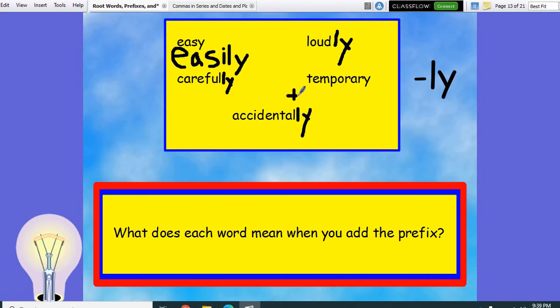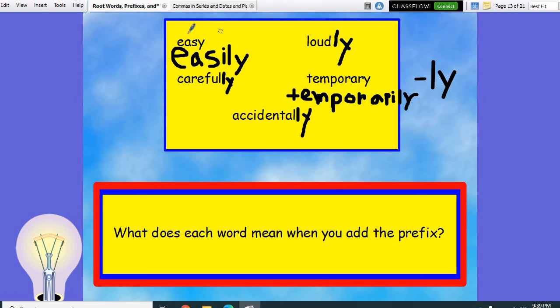This is going to be a long one to write. Sorry guys, it's hard to write fast with my mouse. I write slowly with my mouse. That's the way I'm doing it. Goodness gracious, this is taking forever. Okay, I got it finally. Temporarily. It's not very neat either, but it's hard to write with my mouse. Alright, so easily, carefully, accidentally, loudly, and temporarily.